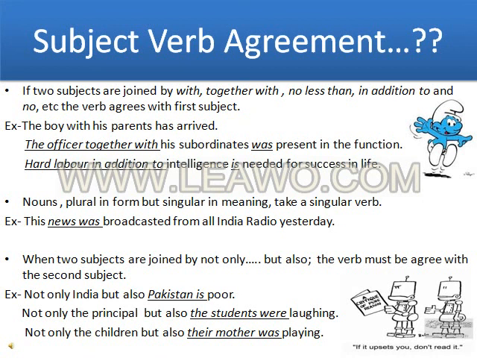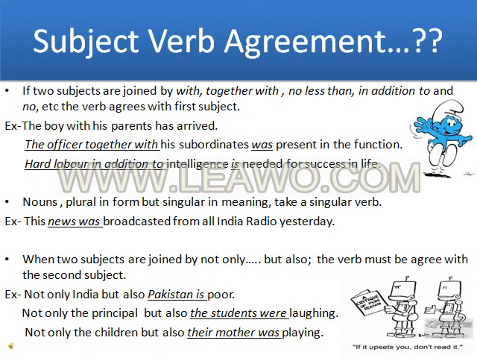Next rule, nouns plural in form but singular in meaning take a singular verb. Like nouns which seem plural but their meaning is singular, we use a singular verb. For example, news. This news was broadcasted from All India Radio. So news, it seems plural, but this is not plural. This is a singular verb. You know, I will attach the list of those words at the end of the slide, right? So it will be easy for you all to identify such words.